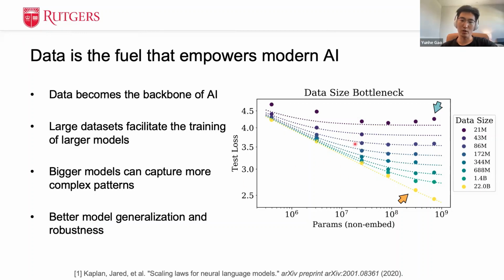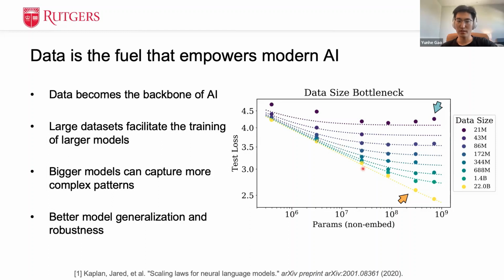Here's a figure from a paper from OpenAI illustrating the scaling laws of neural language models. The x-axis is the number of parameters of the models, while the y-axis is the testing loss. The lower, the better. The color of these curves indicates the size of training data. The darker one, the blue one, means smaller training data, and the brighter one, the yellow one, means larger training data. We can see that larger models usually have lower testing loss, meaning better generalization. But if the training dataset is small, the performance gain of larger models saturates very fast, and there can even be overfitting issues for the large models.